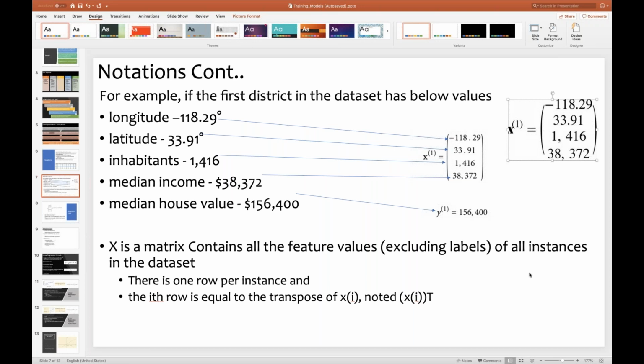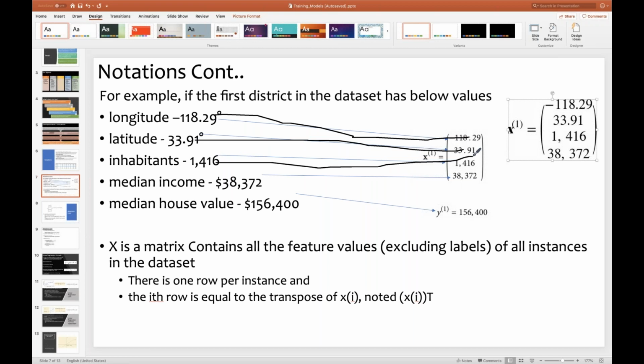Now, for example, let's spend one more minute on this one. This is longitude, one of the features. Latitude, another feature. Inhabitants, another feature. Median income, another feature. So here, x of i. When I say x of i or x of 1 or x of 2, I'm talking about one particular instance only.